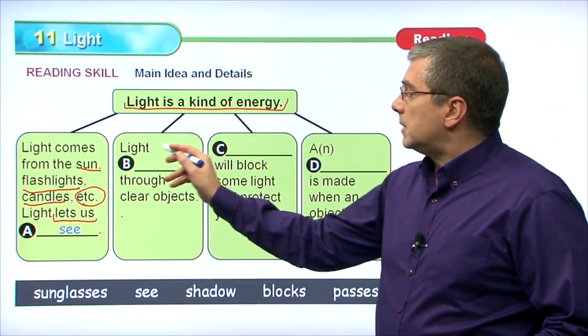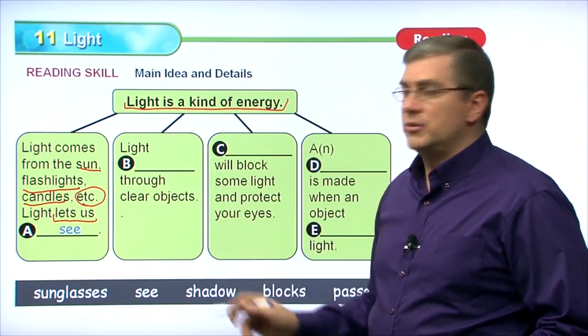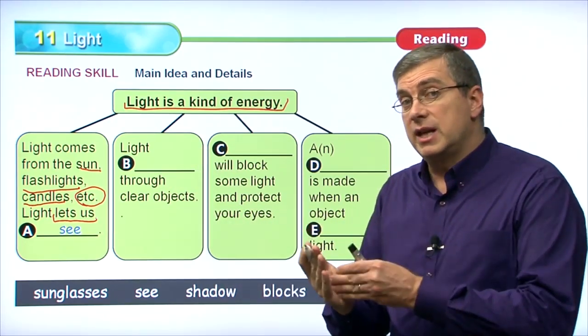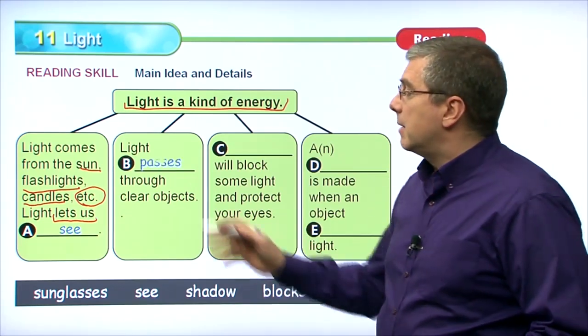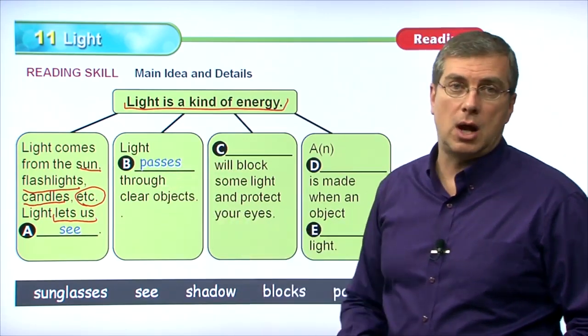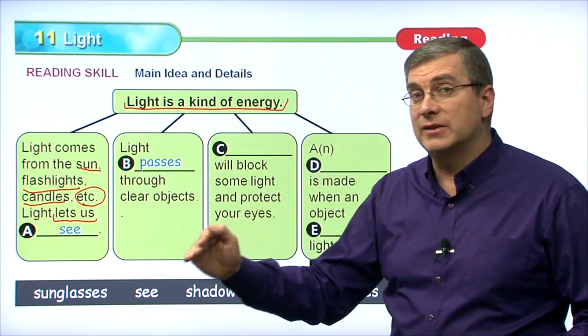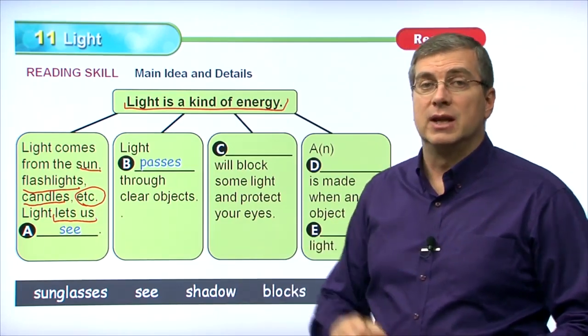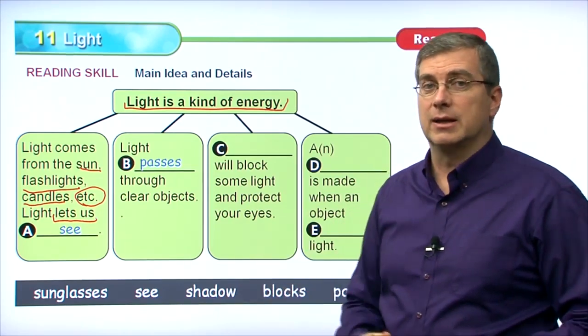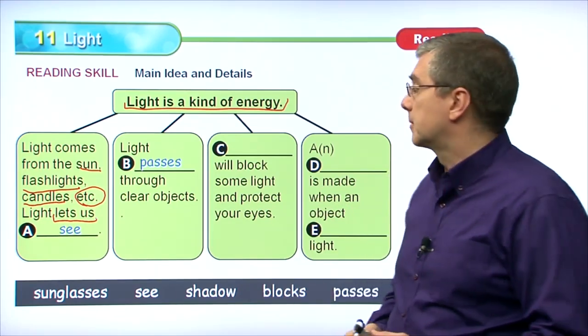Let's move on. Light passes through clear objects. If an object is clear, we can see through it. What does light do? Well, light passes through clear objects. Light can pass through a clear object, like glass or plastic, air, water.